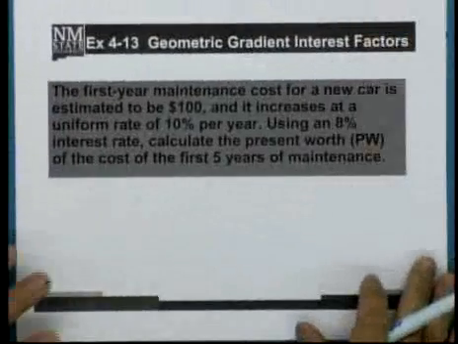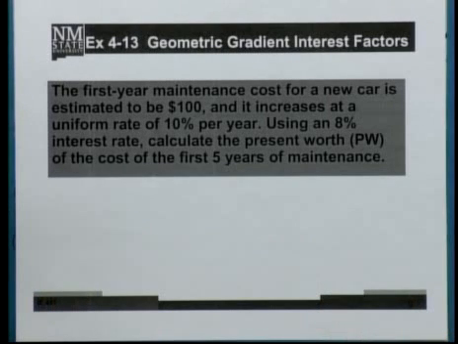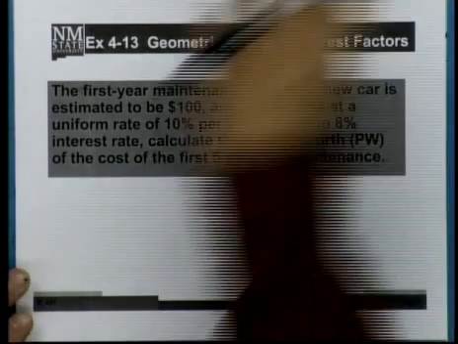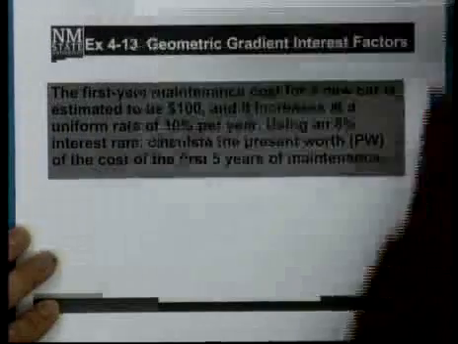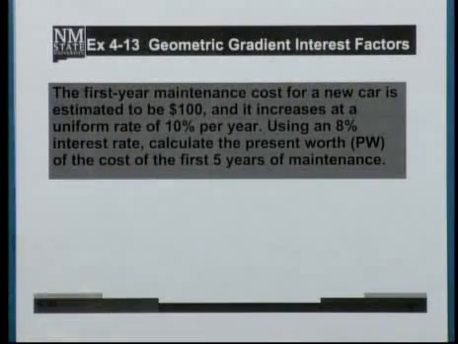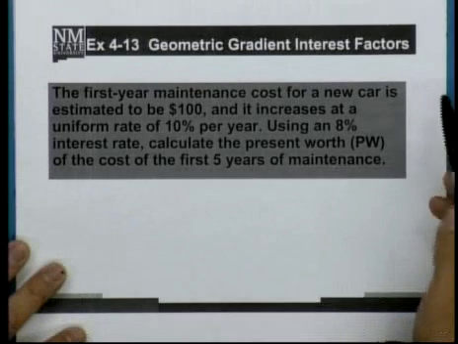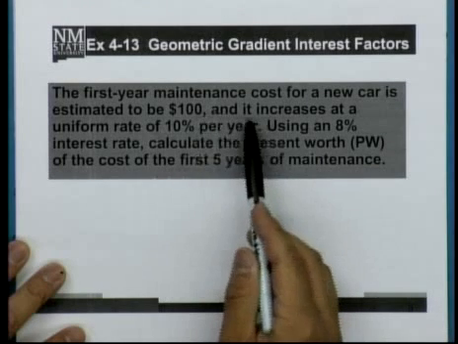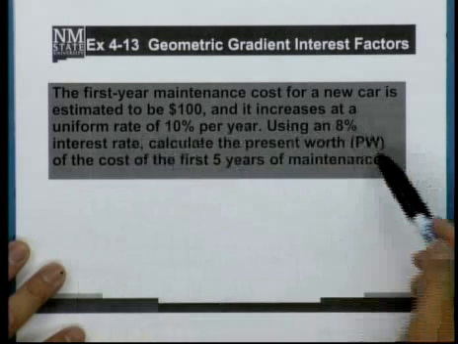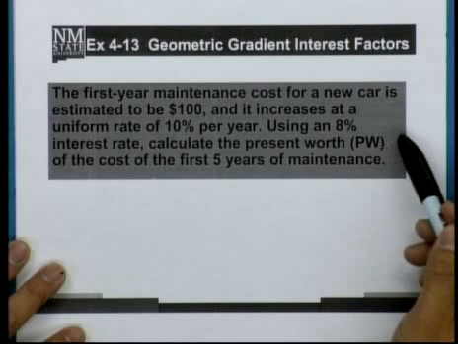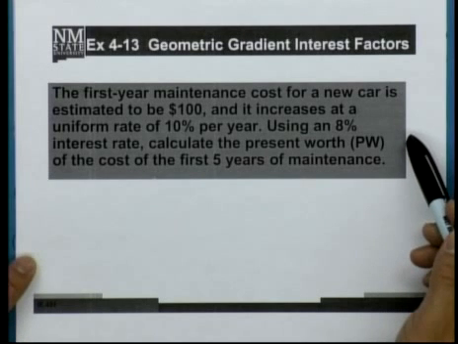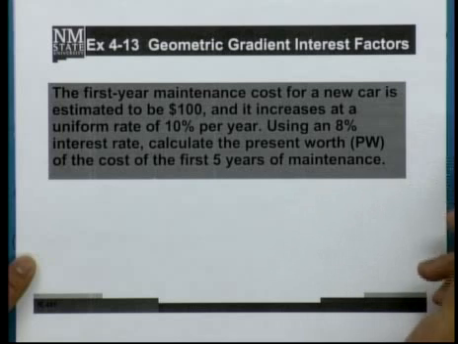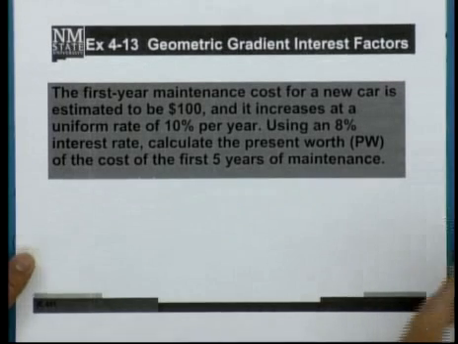So let's solve a textbook example problem 4-13. And in this example, we are going to use this geometric gradient present worth formulas. Okay? So the first year maintenance cost for a new car is estimated to be $100. And it increases at a uniform rate of 10% per year. Using an 8% interest rate, calculate the present worth of the cost of the first 5 years of maintenance. Okay.